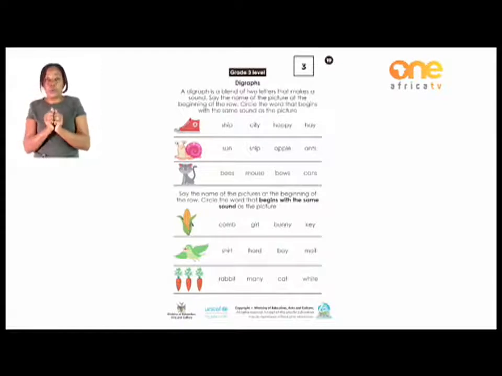The second one, what is that picture? Which word is starting with the sound of the name of that picture? And the third picture also, what is the sound which the name of this picture is starting with? You circle that word. Are we together? Okay. I think that is fun. Enjoy.